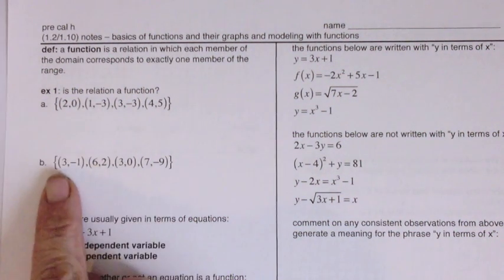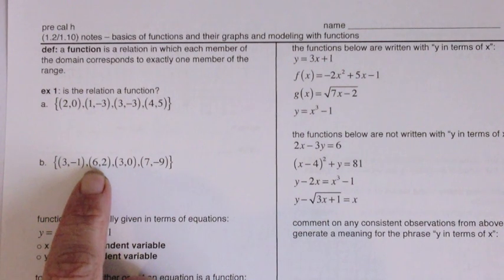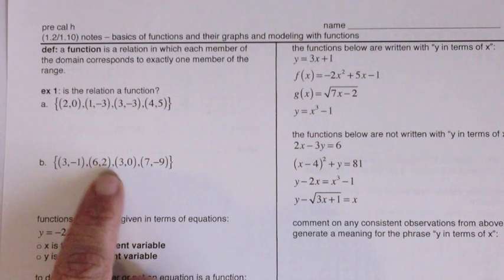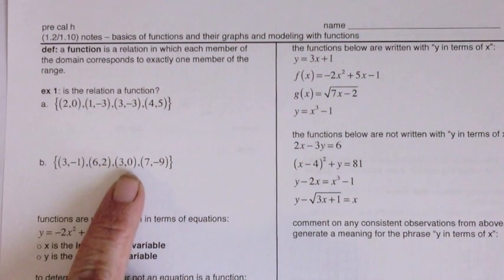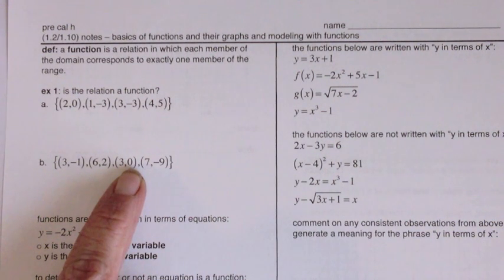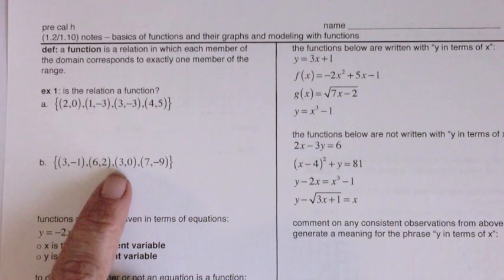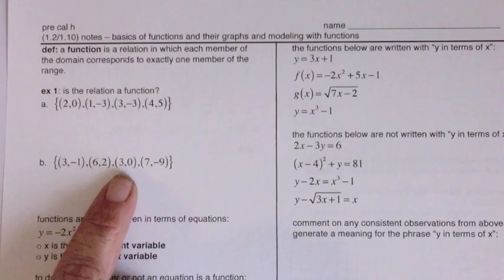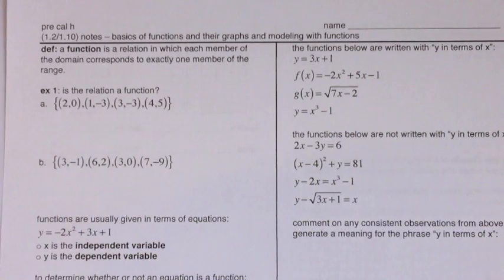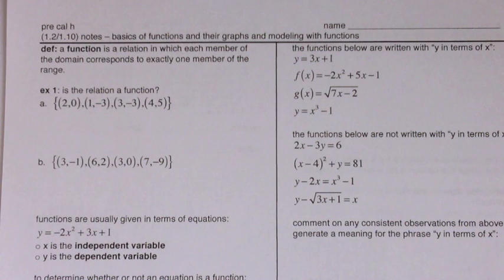However, let's take a look at B, where we have boy number 3 asking girl -1, okay. Boy number 6 asking girl 2, okay. Boy number 3 is asking another girl. He's asking girl 0. This is the situation where one member of the domain, 3, does not correspond to exactly one y value. It's going to two different y values. So in our little analogy, that's one boy asking two girls to the prom. He's kind of a player. It's not cool. Pick one and go with it. So that's my little analogy for how you can remember boy, girl.